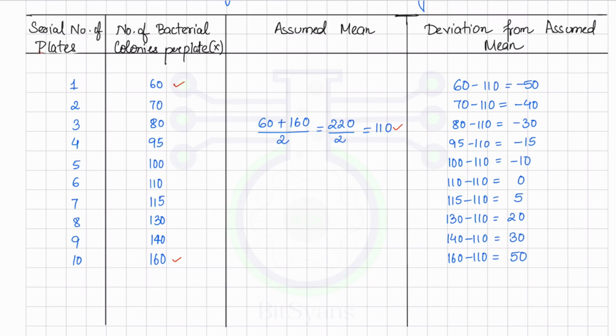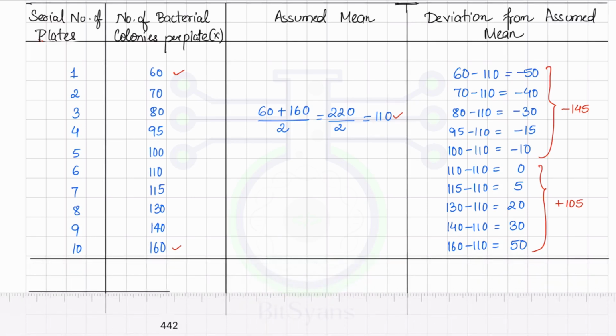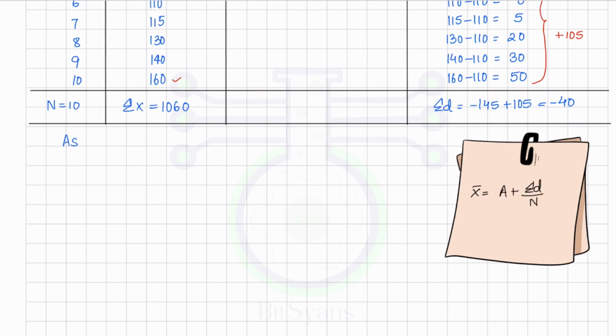So if we calculate them, it is going to be minus 145 and plus 105. Okay, so if we calculate here, the number of observations we have is 10. The summation of x is equal to 1060. The summation of d is going to be minus 40. So if we put them into the formula, the assumed mean is equal to 60 plus 160 by 2, which is 220 by 2 equals 110. So we got our assumed mean, which is a. The next thing that we need is summation of d, which is minus 40, and n we have as 10.